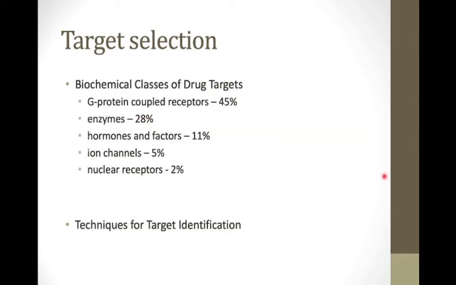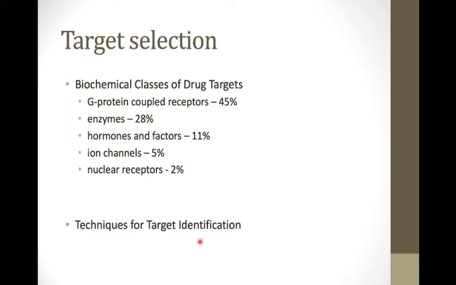There are a number of targets that have been looked at previously, and these are the biochemical classes of the current drug targets. These are mainly proteins, including G protein coupled receptors, which occupy most of the drug targets, around 45%. We also have enzymes at around 28%. Hormones and growth factors are around 11%. Ion channels are 5%, and nuclear receptors are the lowest group at 2%.